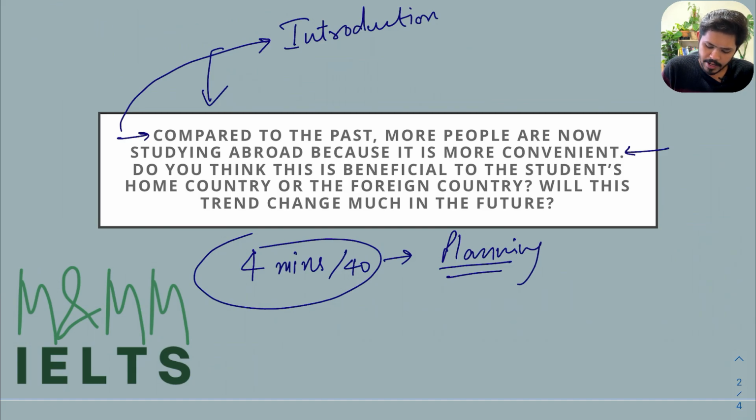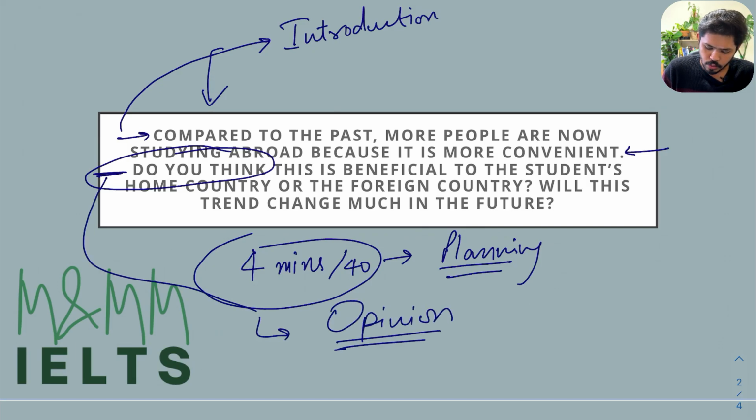Do you think this is beneficial? Do you think? Which means I have been asked to give my opinion. Do you think? So my opinion has to be shared. All right. So this is most likely to be an opinion type essay. This is beneficial to the student's home country. Okay, this is the first part, home country, or the foreign country.